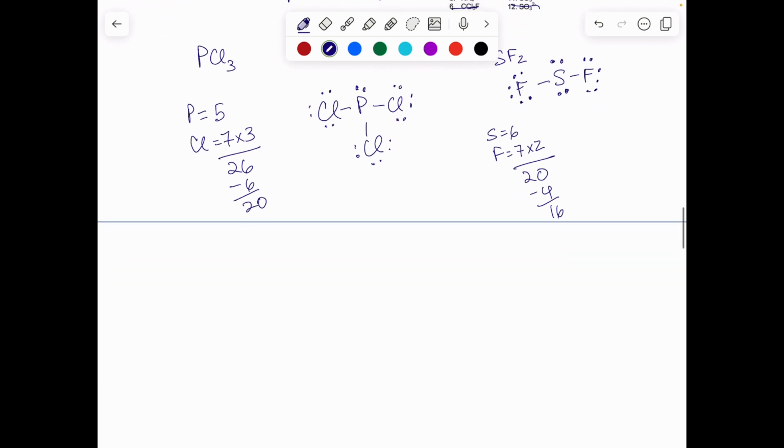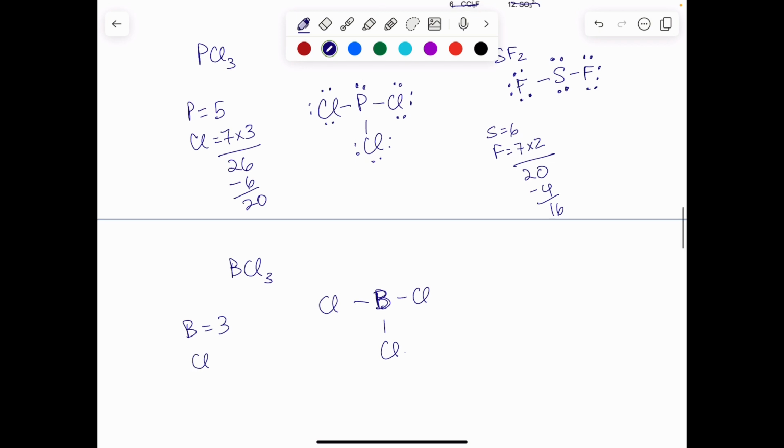And then the last one is BCl3. This is an exception. We see an exception to the octet rule here. Boron, if you look at him on the periodic table, he only has 3 valence electrons. Each chlorine has 7, which makes 24 total. And I've already added 6, so I have 18 remaining. If you add the 18, 2, 4, 6, 8, 10, 12, 14, 16, 18, you end up with this.